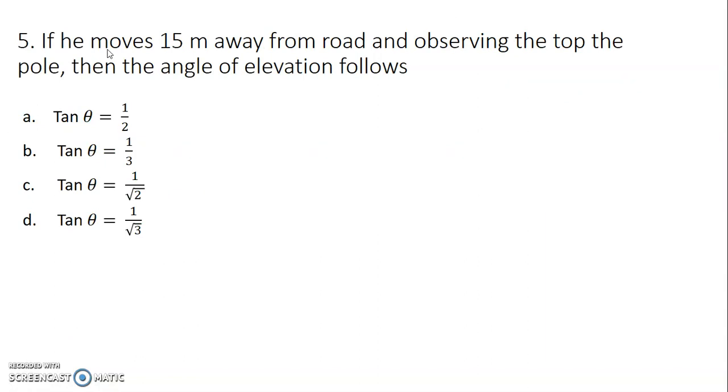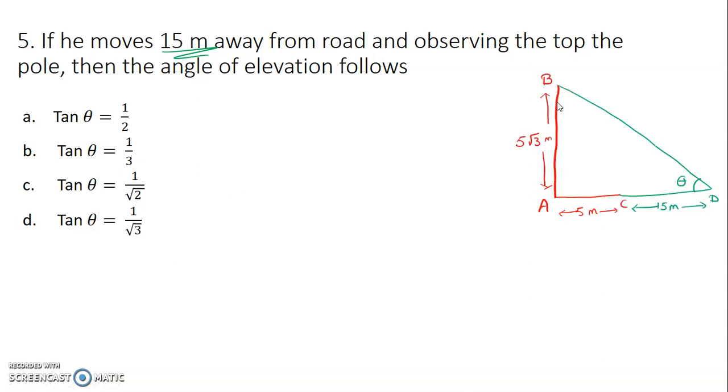Okay, now next question. If he moves 15 meter away from road and observing the top of the pole, then the angle of elevation follows. Okay, he is moving 15 meter away. Yes, AB is a pole, AC is a width of the road and he is moving 15 meters away. So 15 meters away means from the point C, he is moving 15 meters away. He is at the point, name this point as E.